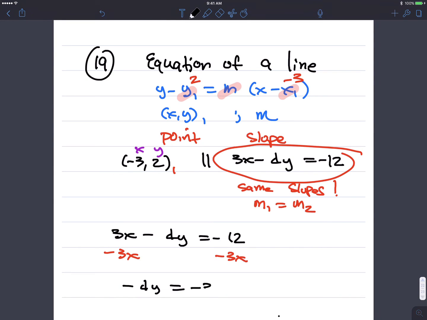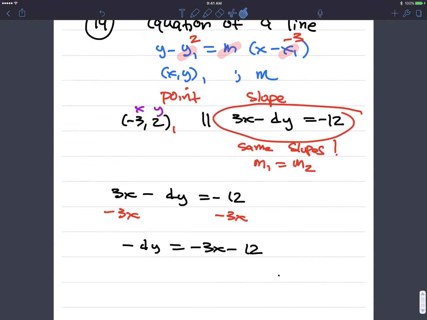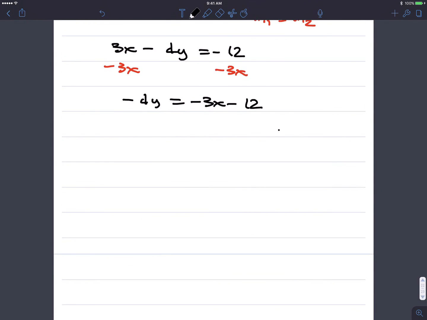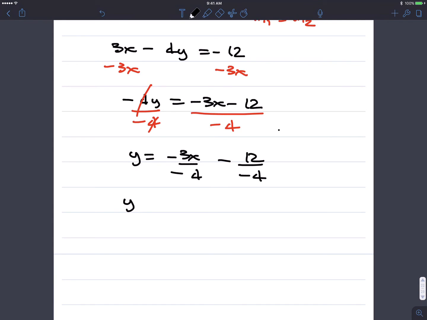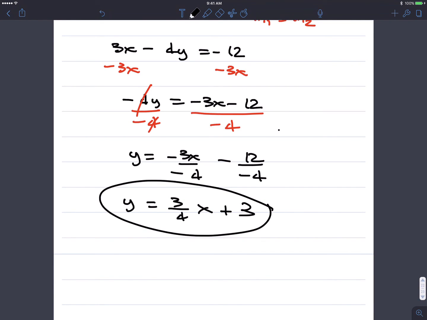Negative 4y is negative 3x minus 12. Now, divide both sides by negative 4. Y is negative 3x divided by negative 4. Negative 12 divided by negative 4, I get positive 3/4 x plus 3. I need the slope value of 3/4.